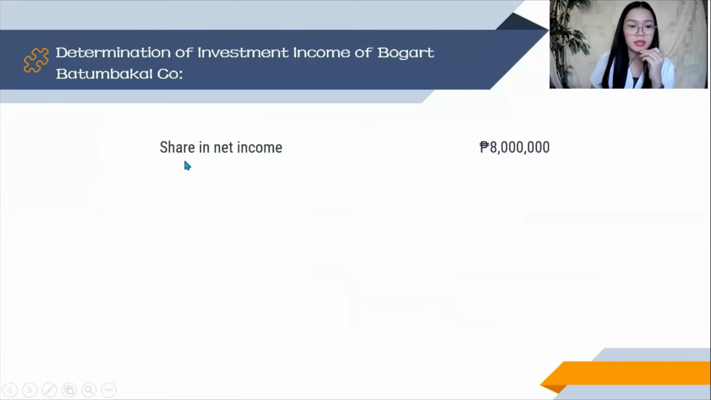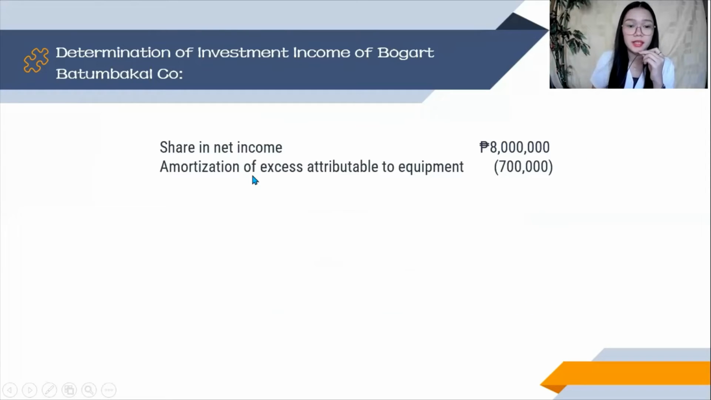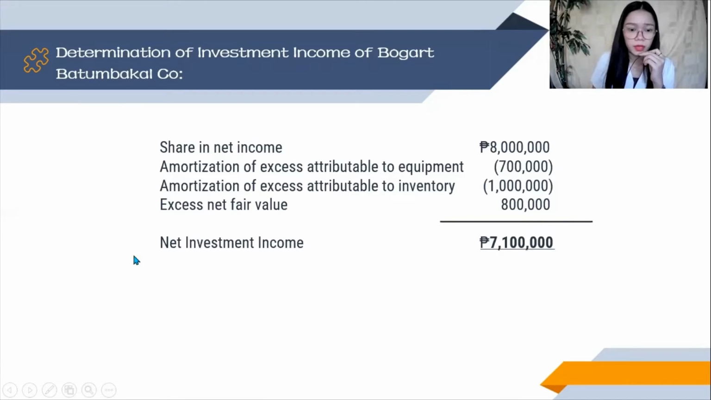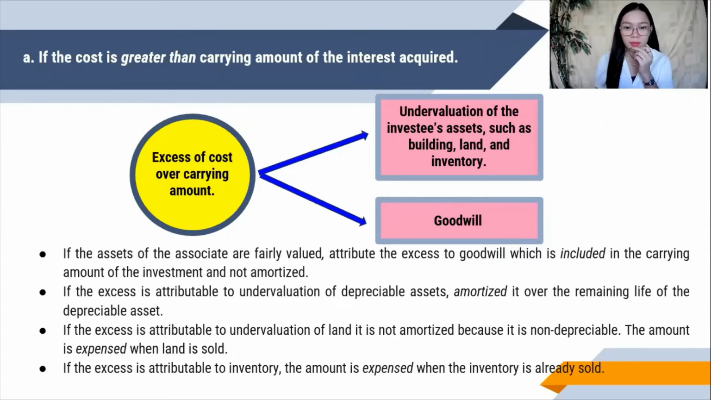So our share in net income, or our share in the reported income of Jogras, is 20 million times 40%, which is 8 million. We less the amortization of excess attributable to equipment of 700,000 during the period, the amortization of excess attributable to inventory of 1 million, and the excess of net fair value of 800,000. So we have a total net investment income of 7,100,000.